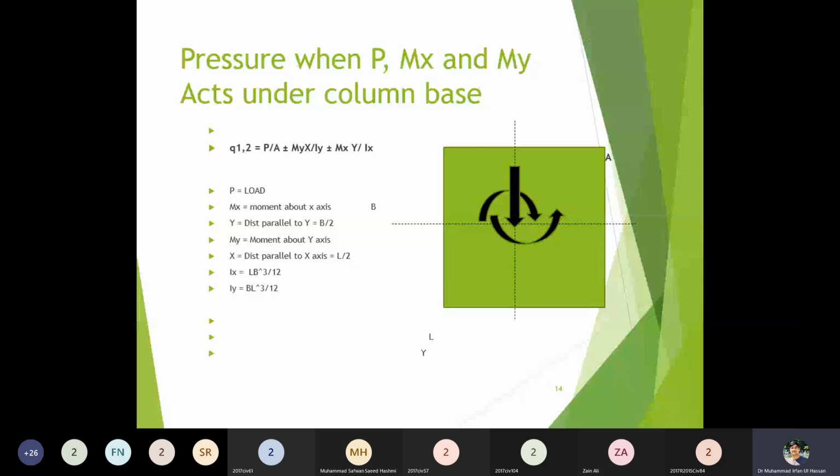This was an important lecture. Try to revise it and try to understand the concept of pressure, because if the pressure is right, your foundation design is right, and if the pressure is wrong, your foundation design will be wrong. So that's all from my side for today. If you have any question, you can ask.